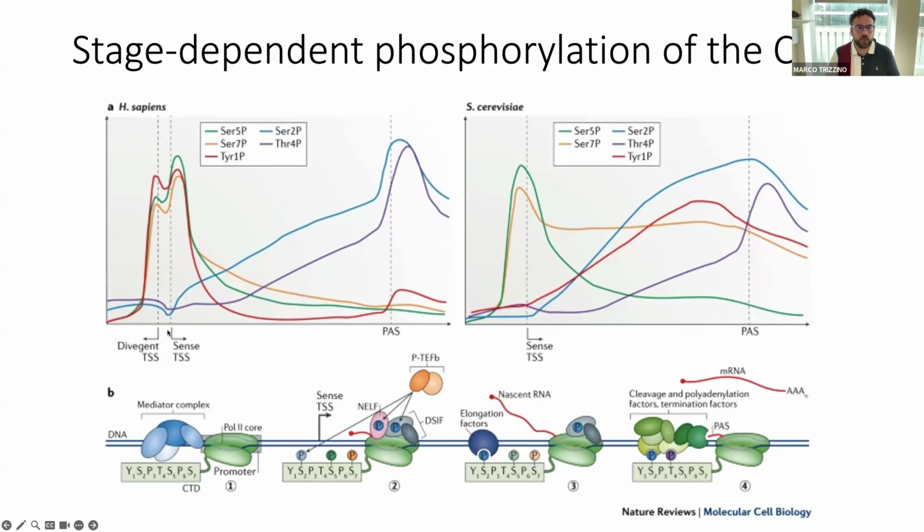You can see that this is your transcription start site, and this is the end site, so beginning of the gene, end of the gene, and your POL2: initiating POL2, elongating POL2, and terminating POL2. They are flagged with different phosphorylations and modifications that will determine the state, the transcriptional state of the POL2.